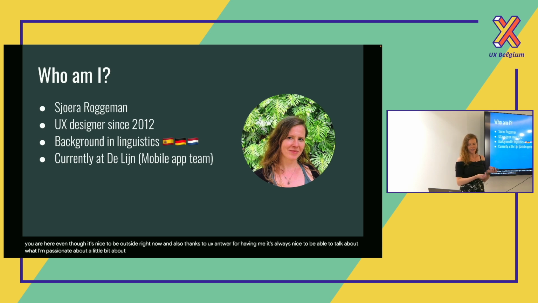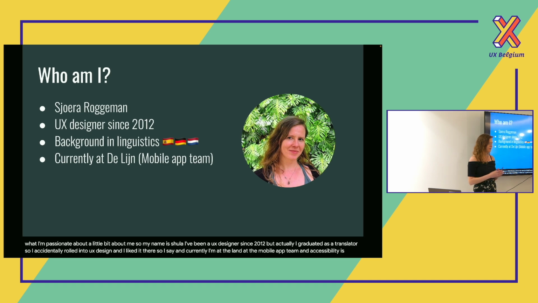A little bit about me. My name is Sjoera. I've been a UX designer since 2012. But actually I graduated as a translator, so I accidentally rolled into UX design and I liked it there, so I stayed. Currently I'm at De Lijn, in the mobile app team. Accessibility is a very important topic there because a lot of our travelers rely solely on public transport to go anywhere. When you're blind, for example, you can't just drive a car, you can ride a bike if you have mobility issues. So our app needs to be accessible, because if it's not, then you're kind of stranded.